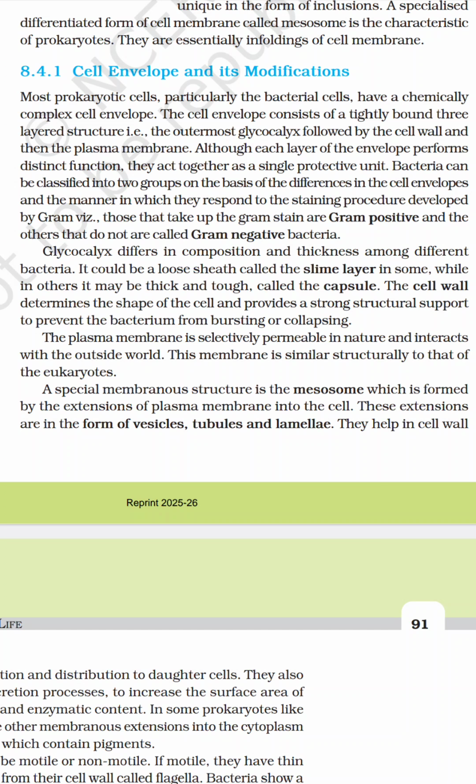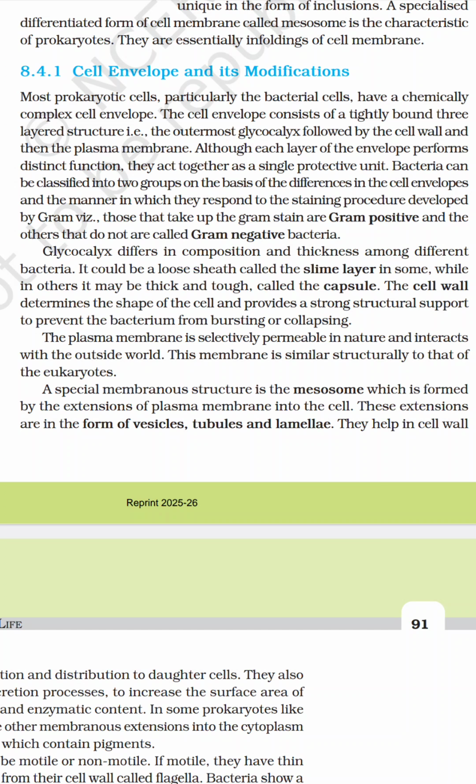The cell wall determines the shape of the cell and provides strong structural support to prevent the bacterium from bursting or collapsing. A plasma membrane is selectively permeable in nature and interacts with the outside of the cell. The membrane has a structure similar to that of the eukaryotic cell.